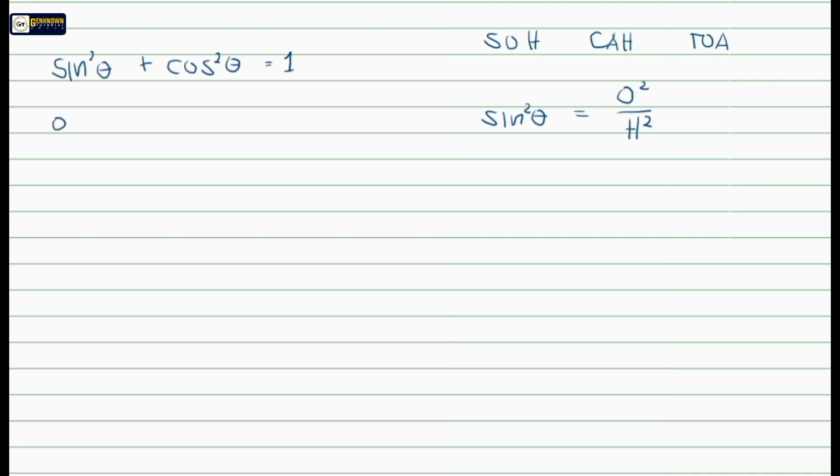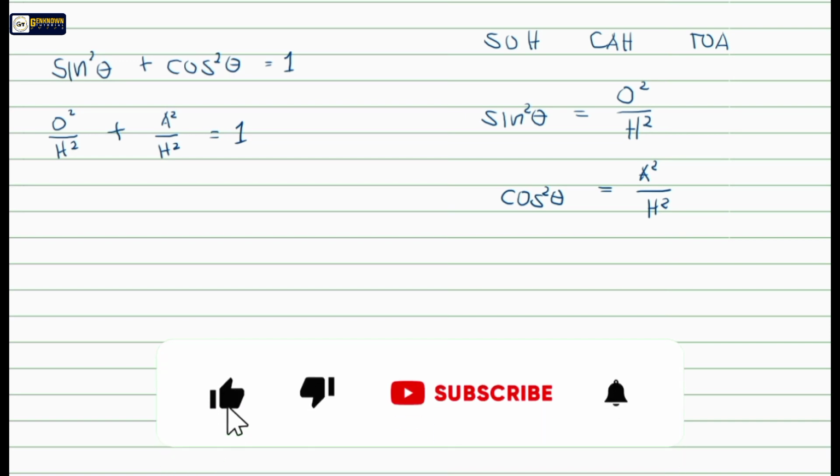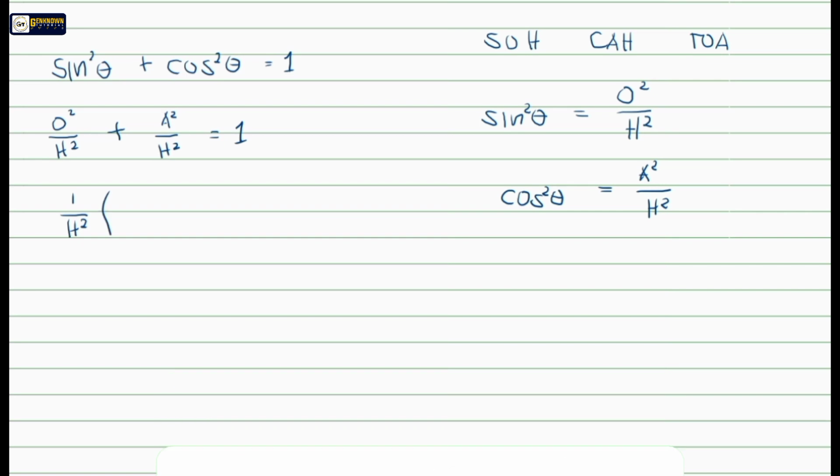So sine squared theta is equal to opposite squared over the hypotenuse squared, plus the cosine squared theta, which is equal to the adjacent squared over the hypotenuse squared. So let us substitute again. We have o squared over h squared plus a squared over h squared is equal to 1. As you can see here, in our denominator we have the same variable, which is h squared. So let us factor it out: 1 over h squared. The only terms left are o squared plus a squared is equal to 1.